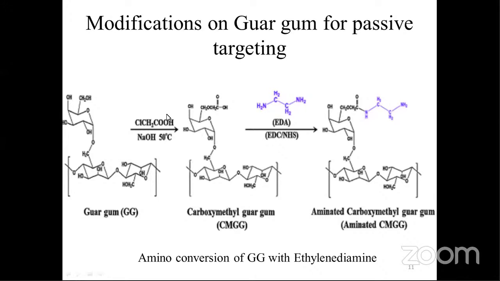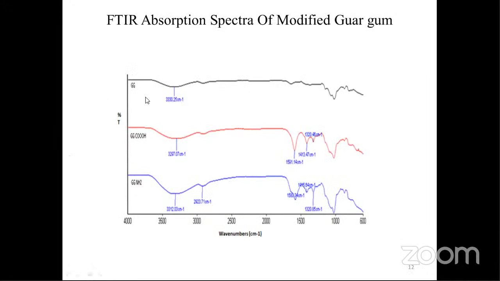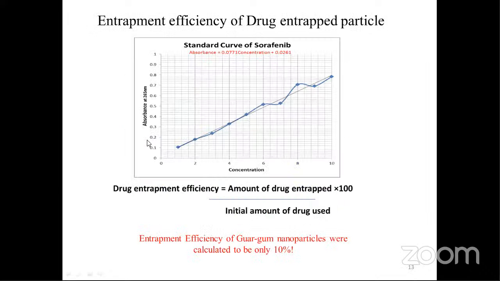So you can see that in guar gum, a COOH group was given here, and also an amino conversion was done on COOH. So these functional group modifications enable it to be conjugated to any other ligand or targeting system. The functional group modifications were confirmed using FTIR spectroscopy. So first, I tried entrapping sorafenib drug, which is currently used for treatment, in guar gum nanoparticles.